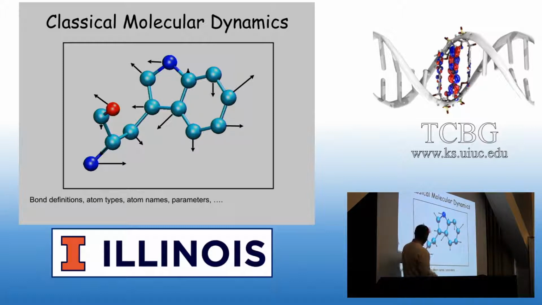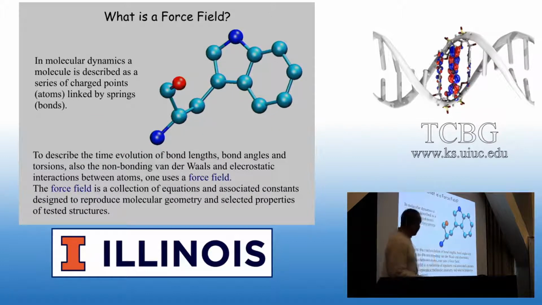We need to have rules for how this atom is interacting with this one. Does it matter if there is another atom there? So it should only work with bonds, or should it look at angles, dihedrals, and all sorts of things. So your force field becomes essentially a set of rules.